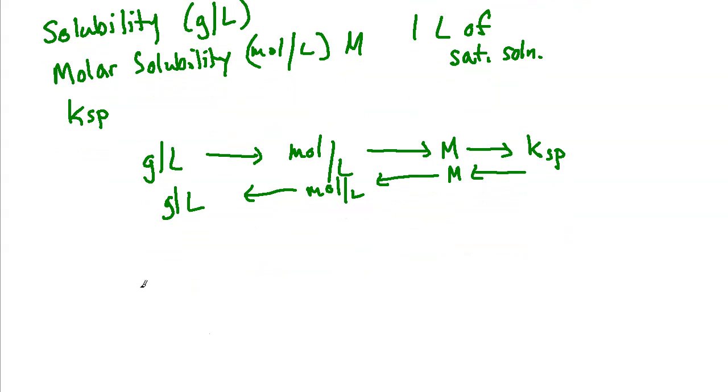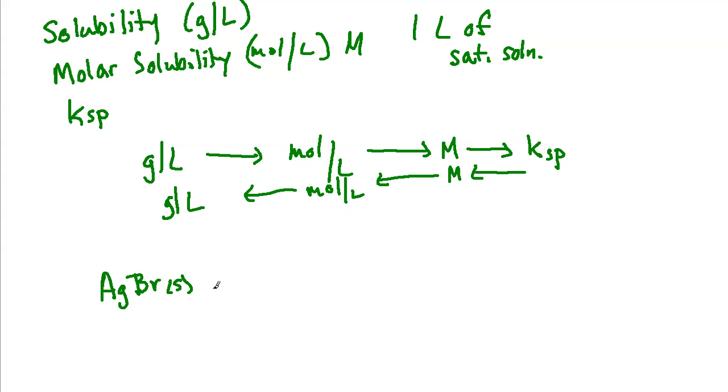So let's take a look at an example, right? We'll use silver bromide in this example. So we just looked at silver chloride above. Now we're going to look at silver bromide, okay, as a solid. Now silver bromide as a solid, let's try to find the molar solubility, and then we'll try to find the just regular solubility. So what we'll need here is the KSP.